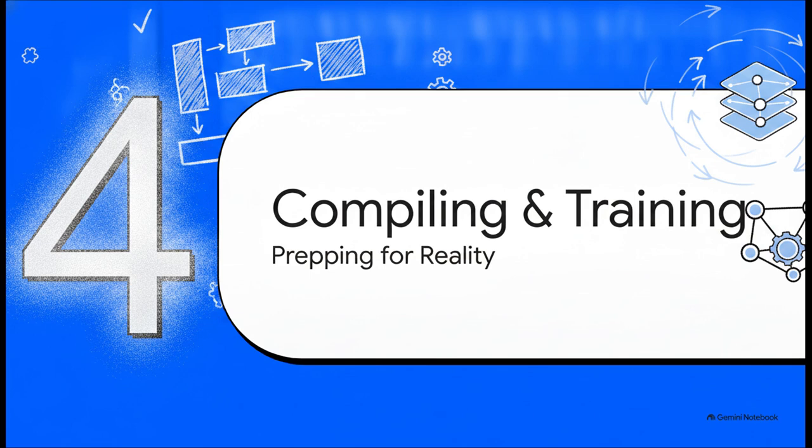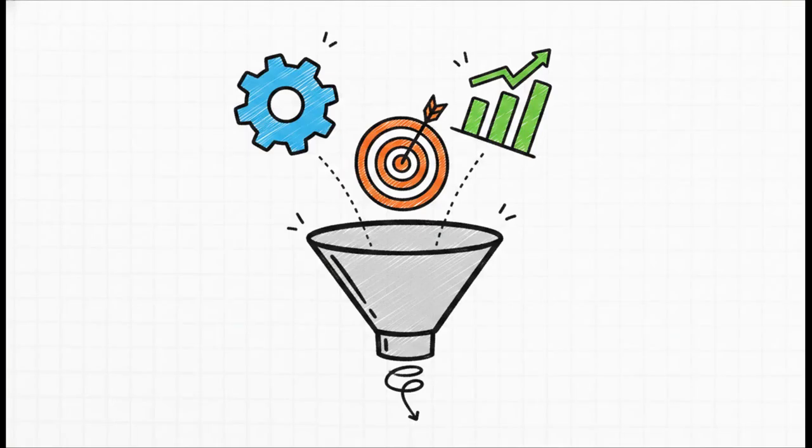All right, on to Section 4, compiling and training models. So your structural paper sketch is done. Now we have to prep it for reality through a step called compilation. By simply calling model.compile, you configure the model for training using three essential ingredients. First up, the optimizer. A popular one is the Adam algorithm, and this determines exactly how the model's individual weights should be updated during training.